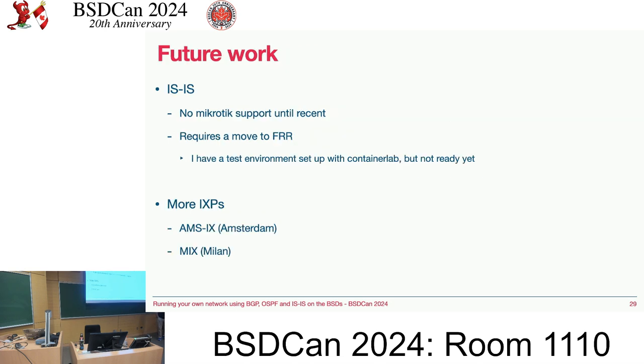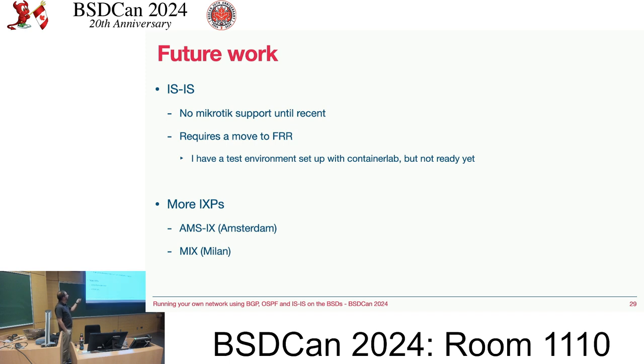And then what do I have as future work? IS-IS, I mentioned it at the beginning. I was delayed with some work recently, otherwise I would have had this tested fully. There was no MikroTik support until recently, so if you wanted to get the switches involved in the IS-IS topology, you couldn't do that. But in the last few releases of RouterOS, there is support, and people are commenting that it actually works. So that should be good.